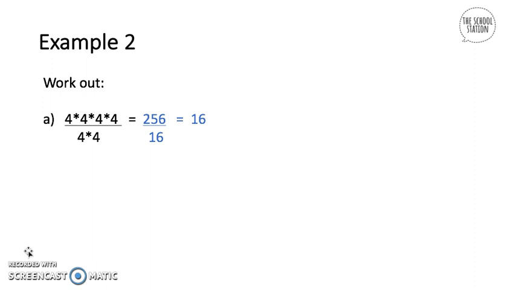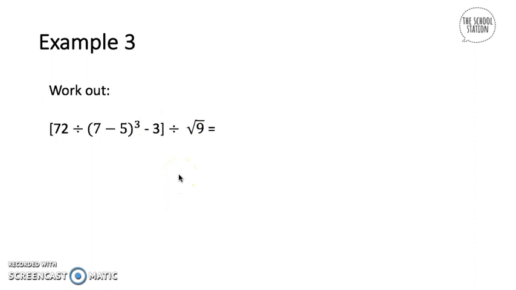You literally just have to multiply them together. So 4 times 4 times 4 times 4 is 256 divided by 4 times 4, which is 16. And 256 divided by 16 is 16. So that's basically your answer. It was literally that easy.